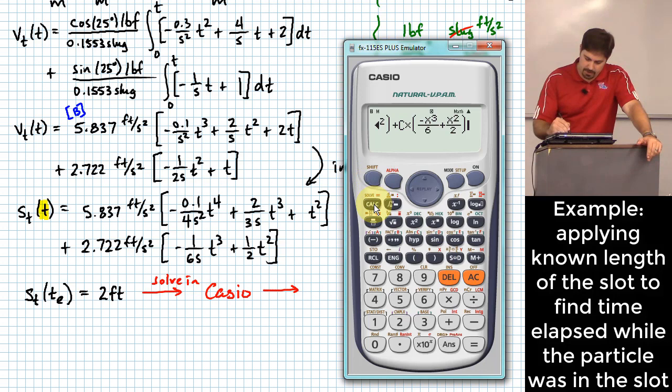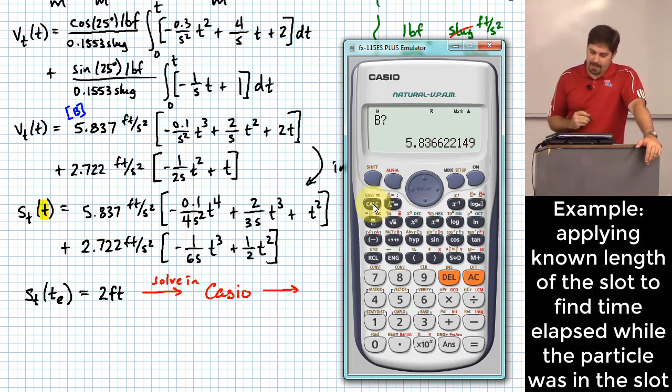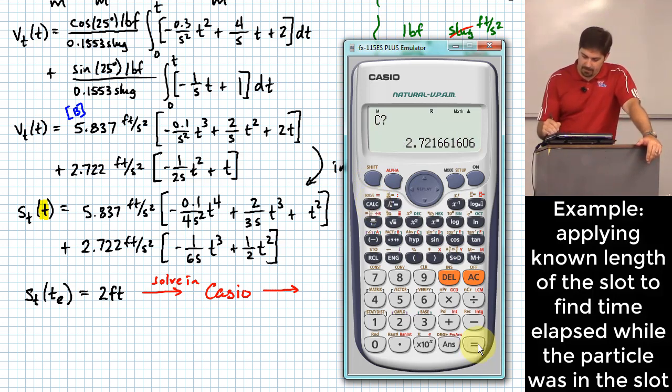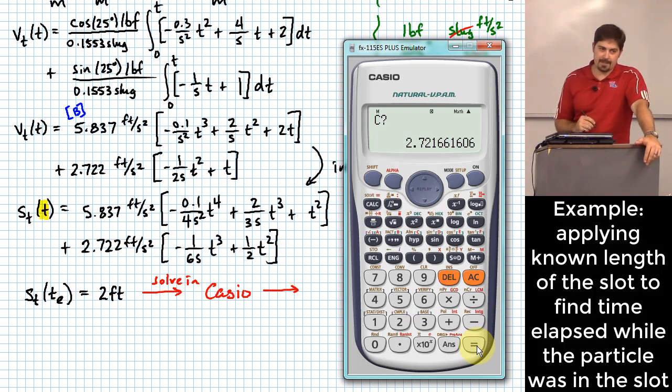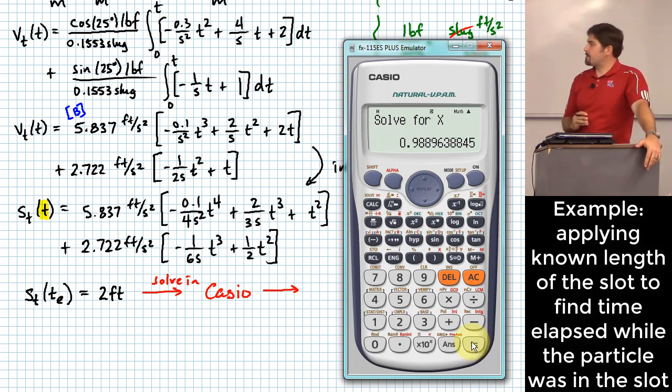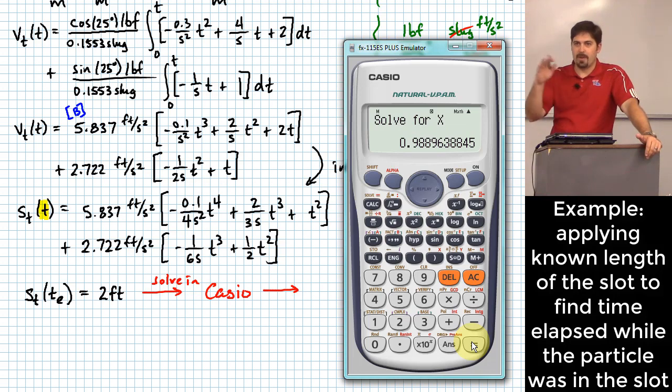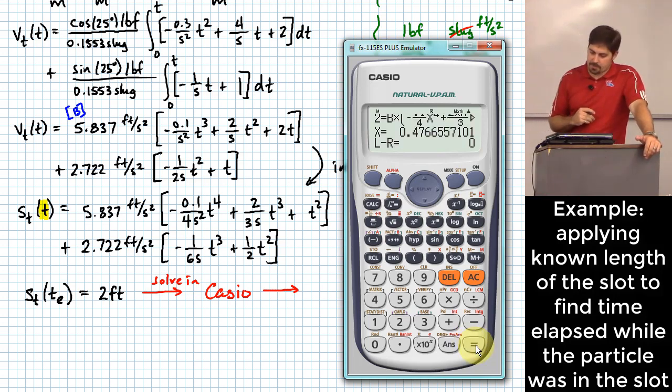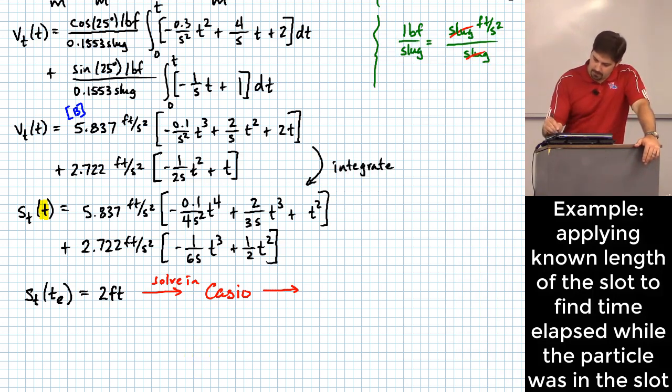So I'm going to say shift solve. It's going to ask, is this what you want in B? Yep, that's what I want in B. Is this what you want in C? Yes, that's what I want in C. Here's your initial value for x for the iterative technique that it uses internally. I don't have a reason to doubt something in that order of magnitude. So I'm going to hit equals again, and it will solve and tell me that it is 0.477 seconds, t sub e.